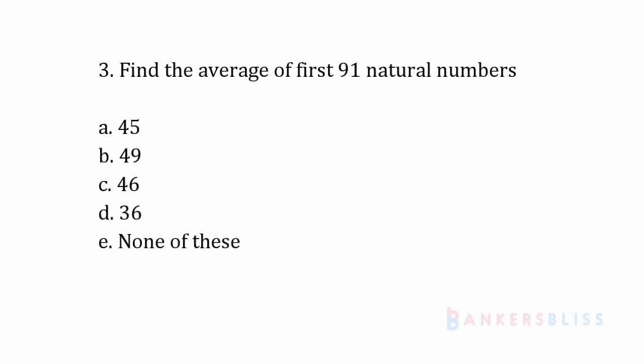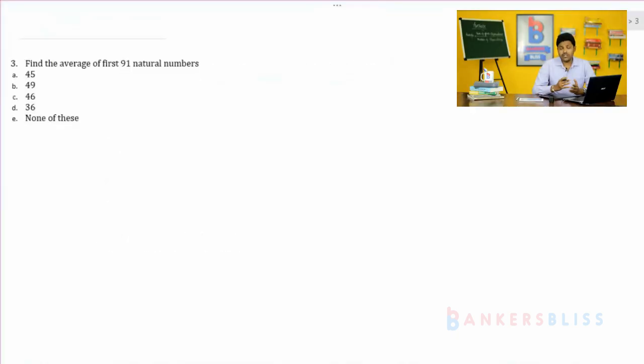Problem number 3. Find the average of first 91 natural numbers. So, first 91 natural numbers you have to calculate. It is very difficult to calculate the sum of the first 91 natural numbers. The sum of the first 91 natural numbers means you have to calculate 1 plus 2 plus 3 plus 4 plus 5 like that till 91.